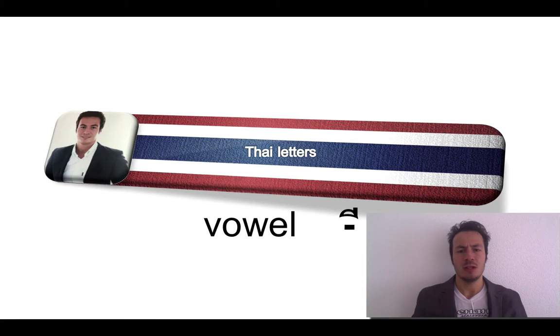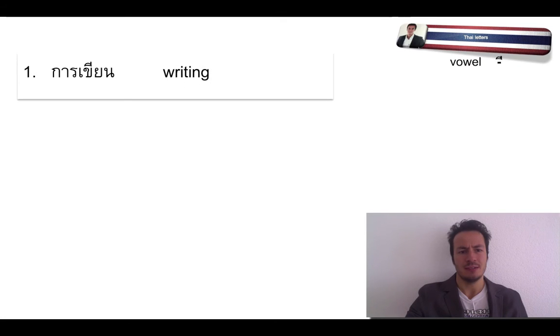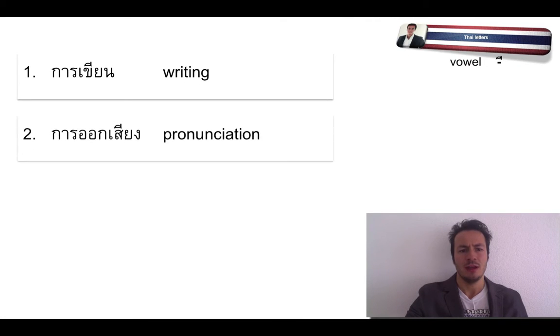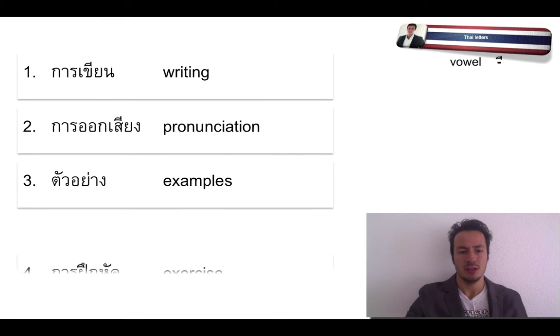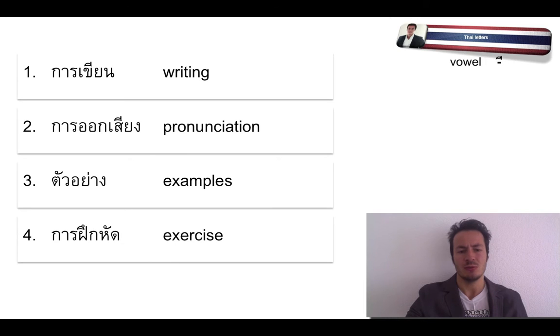This lesson deals with the long E vowel in Thai language. First, we will have a look at the writing of the vowel. We will then practice pronunciation, followed by examples of how the vowel can be represented, and in the end, you will be given a chance to practice using exercises either within this video or also additional exercises that are available on thailanguageprogram.com.